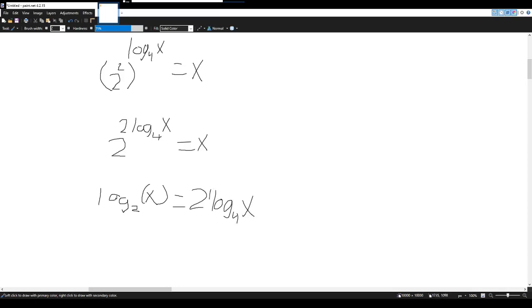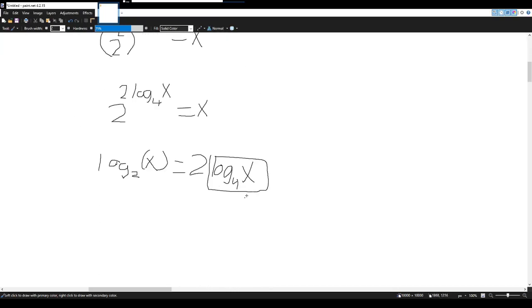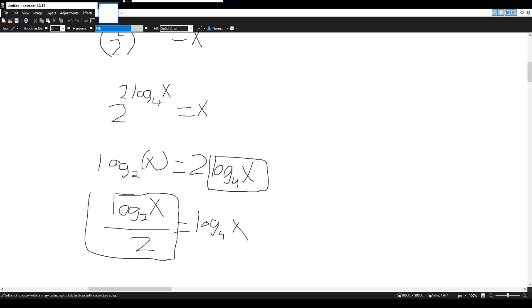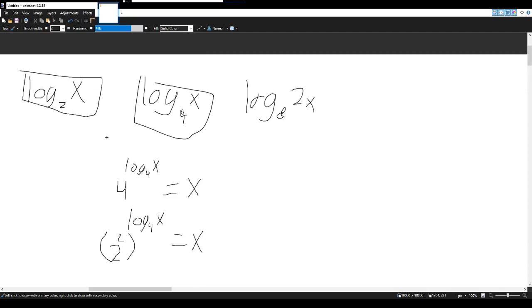We want to solve for log base 4 of x, because that's what we're trying to rewrite in the first place. To get that by itself, divide by 2. So we have log base 2 of x over 2 equals log base 4 of x. This is how we can rewrite it as a log of base 2. So I'm going to write that right here: log base 2 of x over 2.